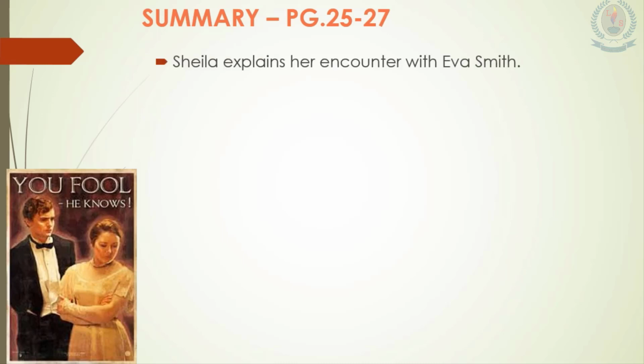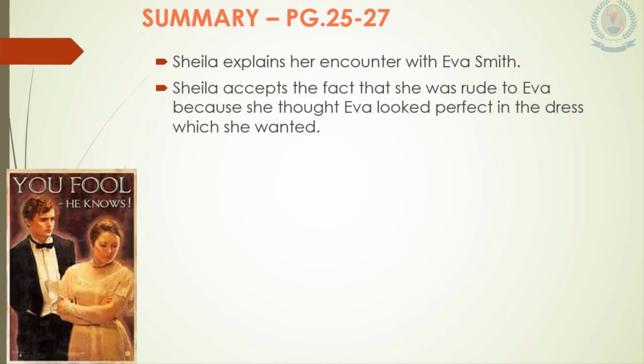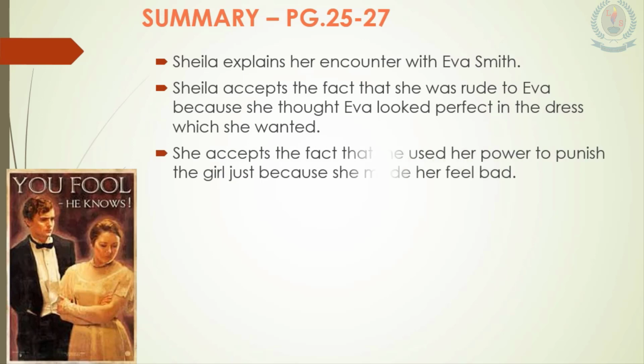In here we see Sheila explaining or accepting her meeting with Eva Smith. She reveals that she went to the shop where Eva was working as a sales girl, and when she tried on a dress, she felt that Eva looked better in that dress, which made her angry and jealous. So she acted rudely towards Eva, and being a regular customer in this shop, she used her power to fire Eva Smith from that shop.